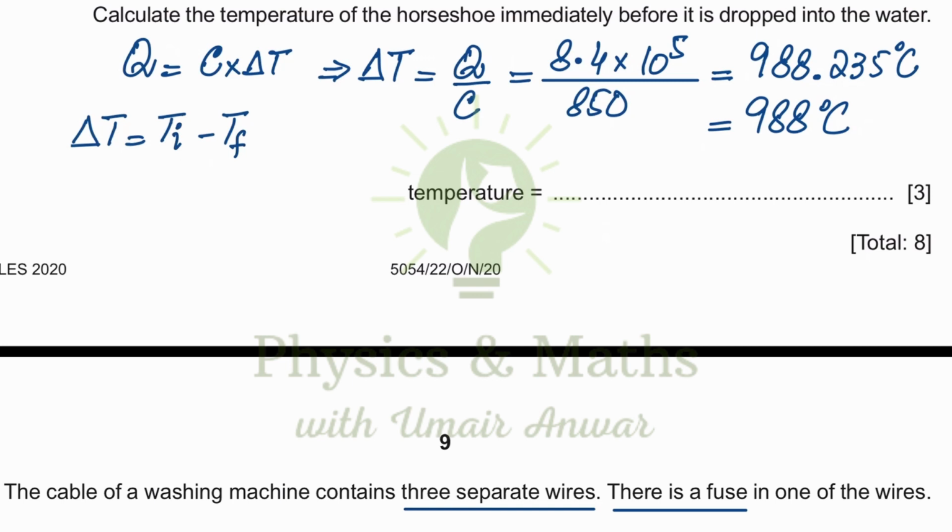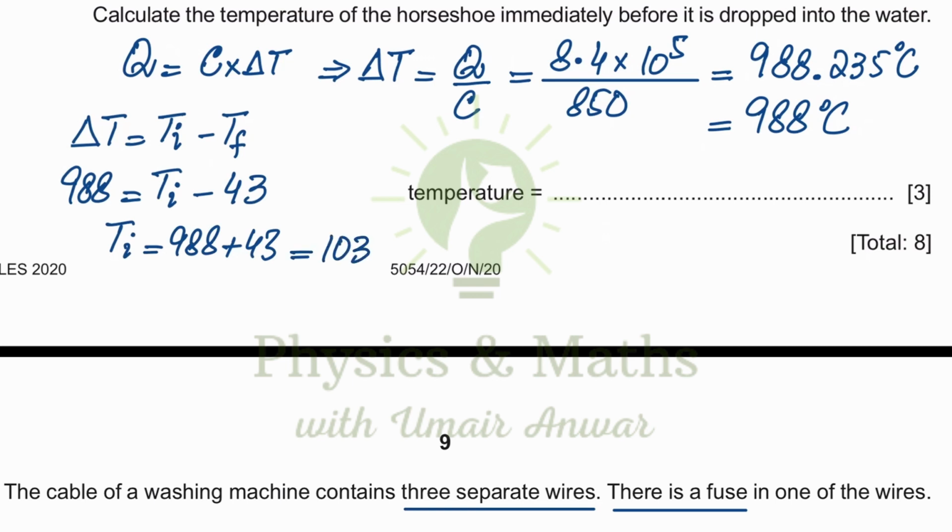So change in temperature, if taken as positive, would be 988. The initial temperature we have to find, the final temperature was 43. So initial temperature would be 988 plus 43. So it becomes 1031 degrees centigrade.